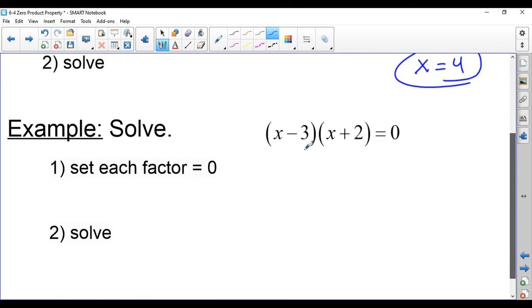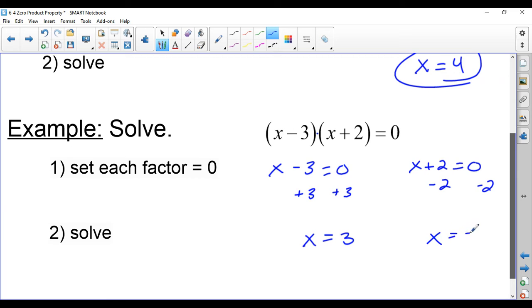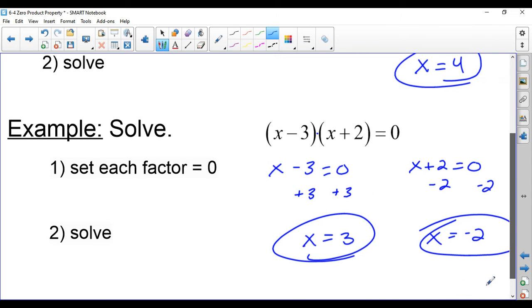Another example, x minus 3 times x plus 2 equals 0. These factors are multiplying each other. Two things multiply to equal 0, then one of them, or both of them, must equal 0 by the zero product property. I take each factor and set it equal to 0, and then I solve these simple linear equations. And again, here I had two factors, so I get two answers.